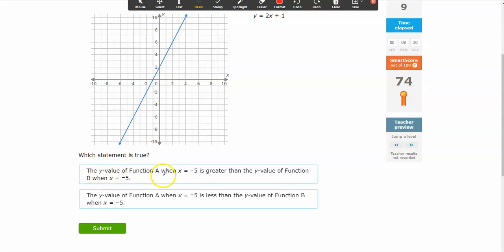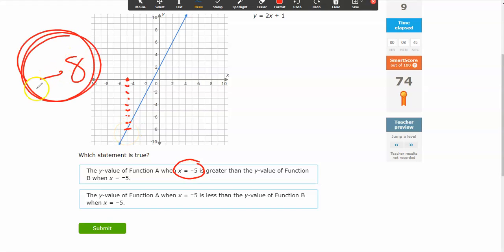Find the y value of function A if x is negative 5. So let's go over to negative 5, which is here. Now, I'm not on the blue line. So how do I get to the blue line? Well, I need to go down. Question is, how far down do I need to go? I need to go down 1, 2, 3, 4, 5, 6, 7, negative 8 spaces. So the y value is negative 8.